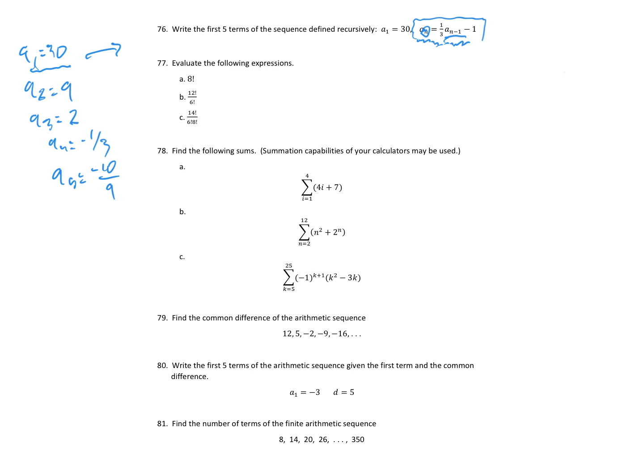Oh, that was ugly. Yeah. So 30, 9, 2, negative 1/3, negative 10 over 9. Boom, that's the first 5 terms. All right, now let's move on to 77.